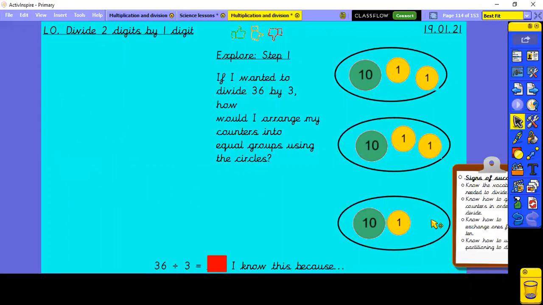Okay, so as you can see, my groups are looking equal because I have 1 10 and 2 ones in each of my groups. So to find our answer, we need to just look at one of our groups because they've been divided into 3. So we have 1 10 and 2 ones, which is 12. So we now know 36 divided by 3 is 12. Okay?